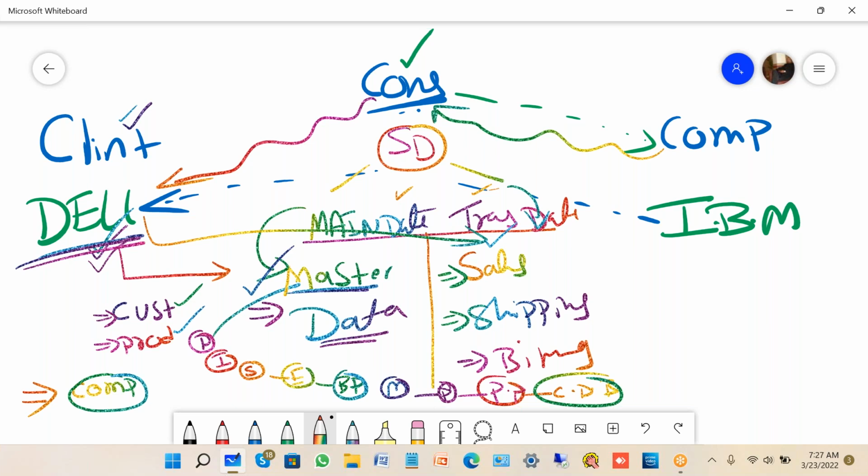Where the inventory is maintained, does it get changed? No. That's the reason it comes under master data. The sales locations, outlets, product lines, sales offices, do they get changed very frequently? No. That's the reason they come under master data.